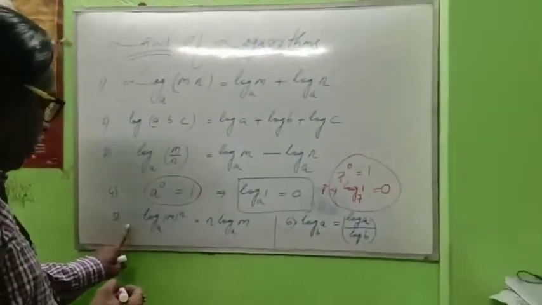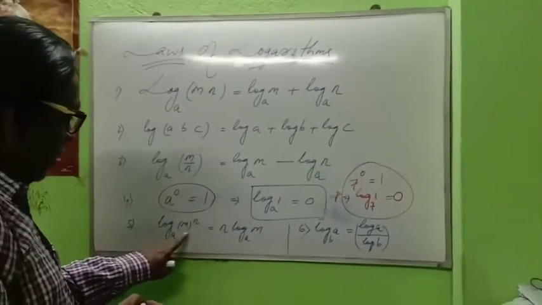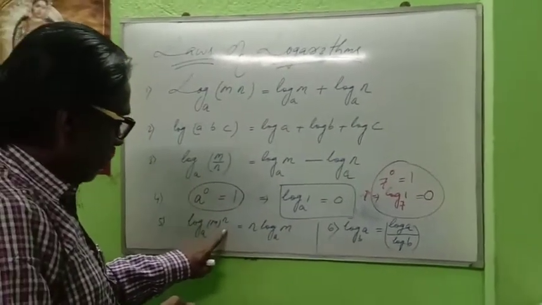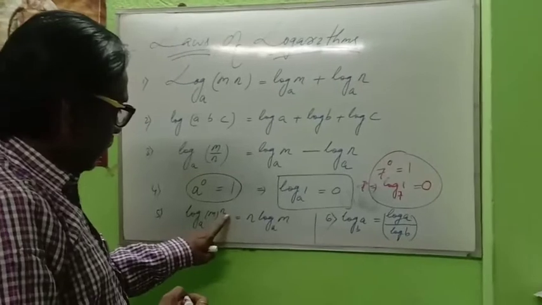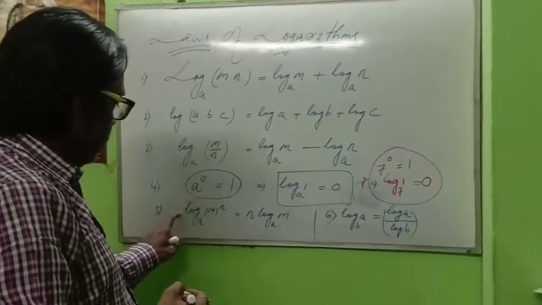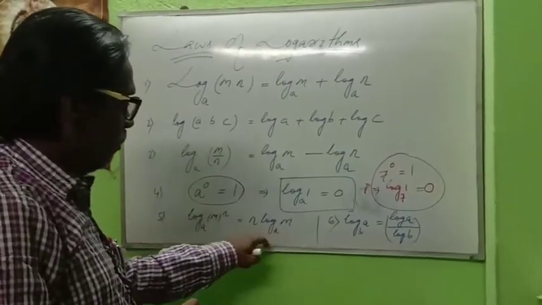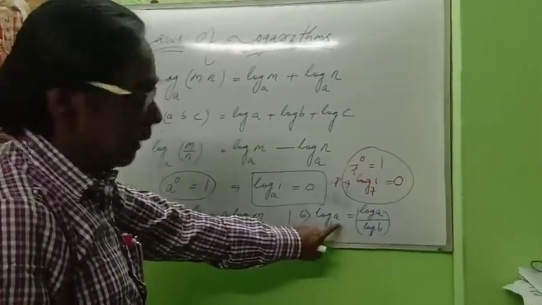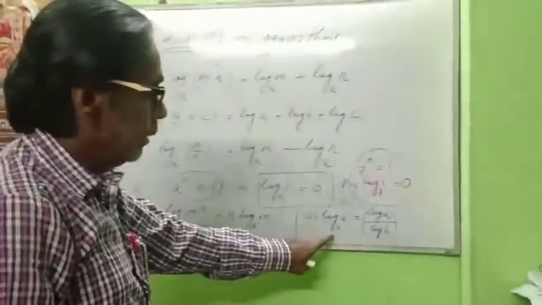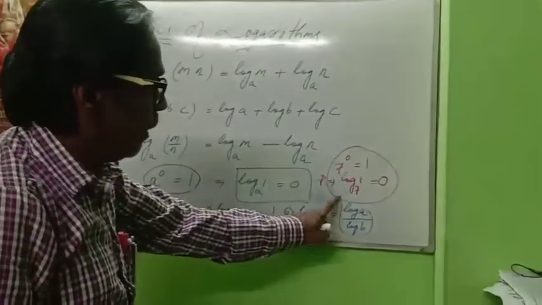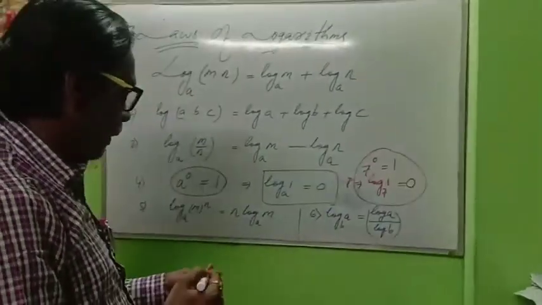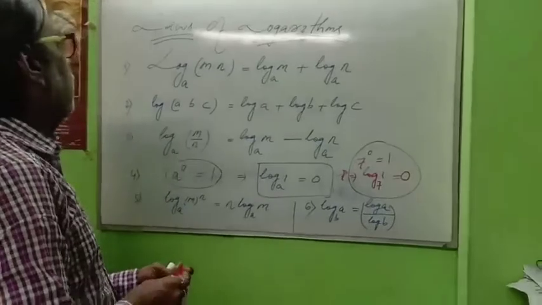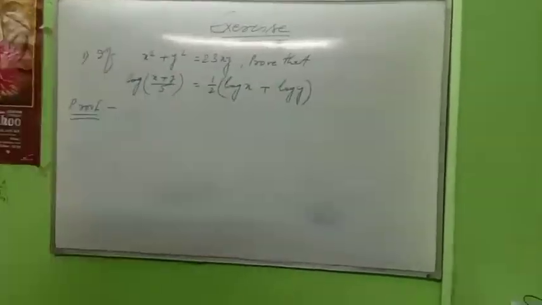Next, number 5. A power is given: log m whole to the power n. M to the power n is the power. This n will come to the front, meaning n into log m base a. And number 6, the theorem: log a base b will be log a by log b. There are 6 formulas written here, the laws of logarithm.